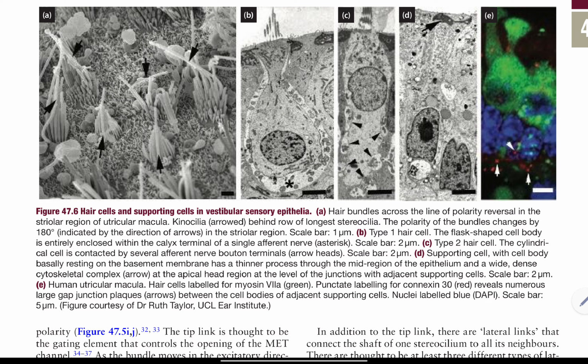Scale bar 2 μm. E is the human utricular macula, hair cells labeled for myosin 7A in green. Punctate labeling for connexin 30, red, reveals numerous large gap junction plaques, arrow, between the cell bodies of adjacent supporting cells. Nuclei labeled blue, DAPI. Scale bar 5 μm.